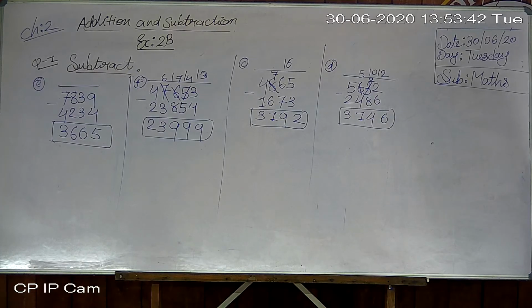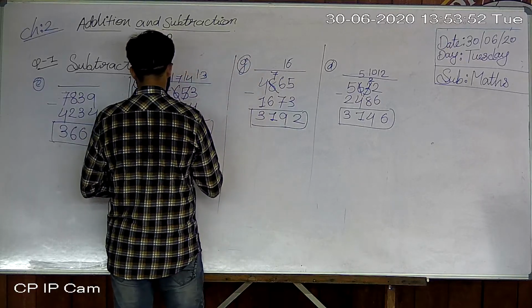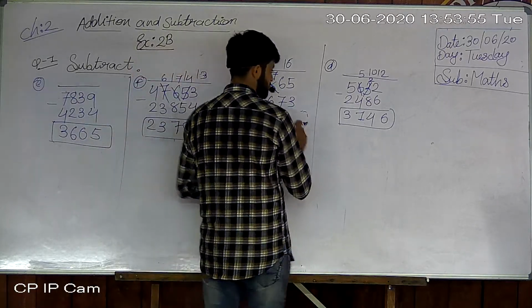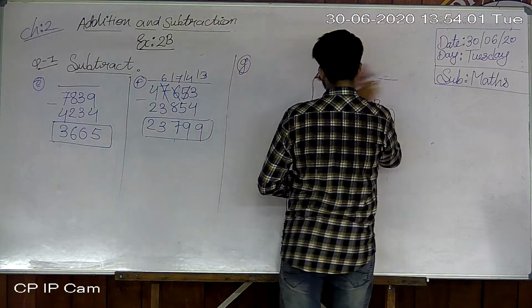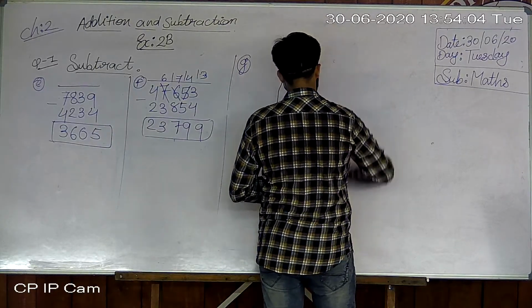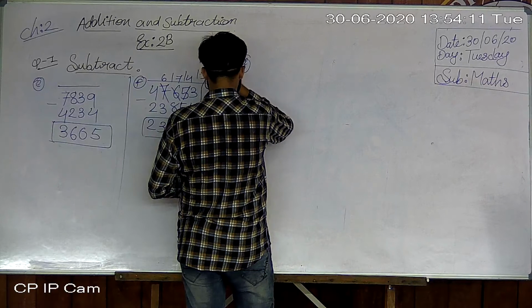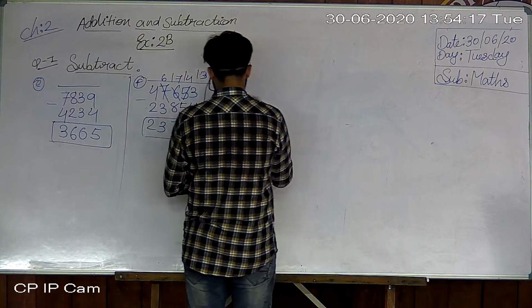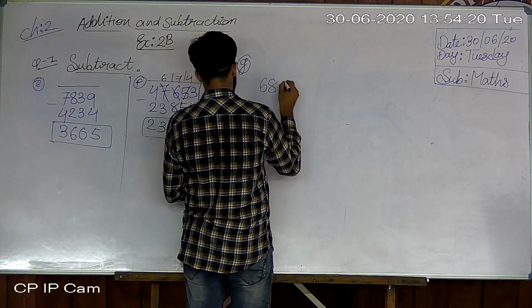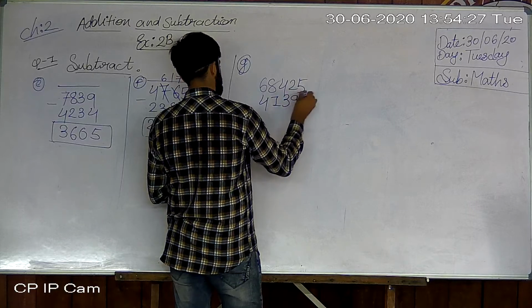So now students, we have the last two, G and H. Okay. So students, here we write question number G. Then that's the last round, G. 68,425 minus 14,319.